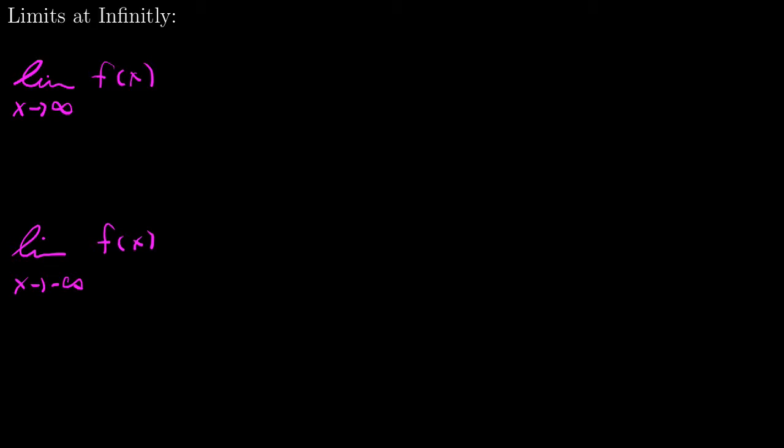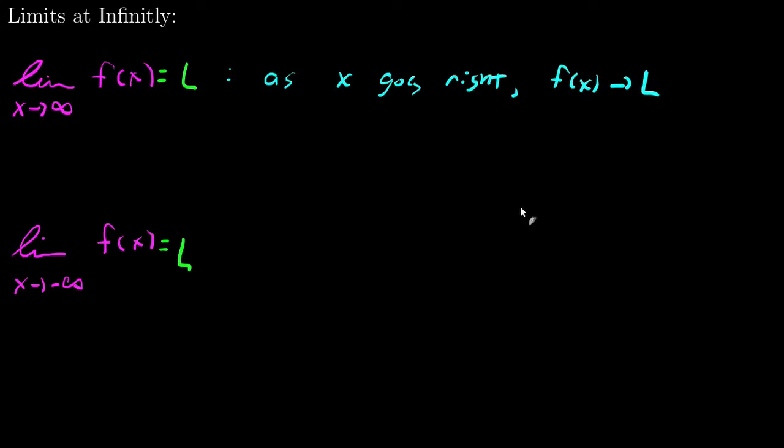And if these were to equal some real number, what this means is, as x, I'll say the working definition first, goes further and further right, unboundedly keeps going right, f of x approaches L. And this one, if we're going towards negative infinity, x is going further and further left. So as x goes left, f of x approaches L.